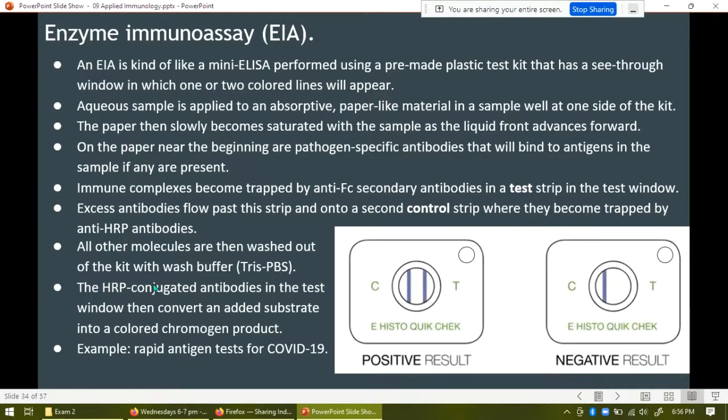All the other molecules are then washed out of the kit with wash buffer, which is just Tris PBS. They don't tell you that, but that's all it is. And then the HRP conjugated antibodies in the test window convert an added substrate into a colored chromogen product. So it's really just a mini ELISA that works with paper.